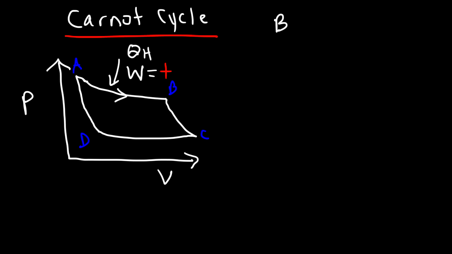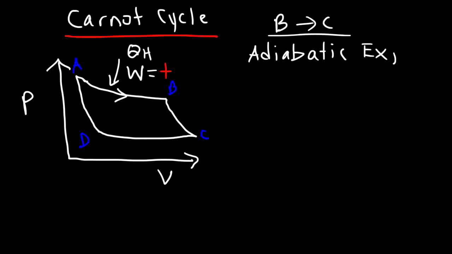So going from B to C, what we have is an adiabatic expansion. Now, because the gas expands during this process, W is still positive. Now, for any adiabatic process, Q is 0. So no heat energy flows from B to C. So keep that in mind. That's very important to understand.